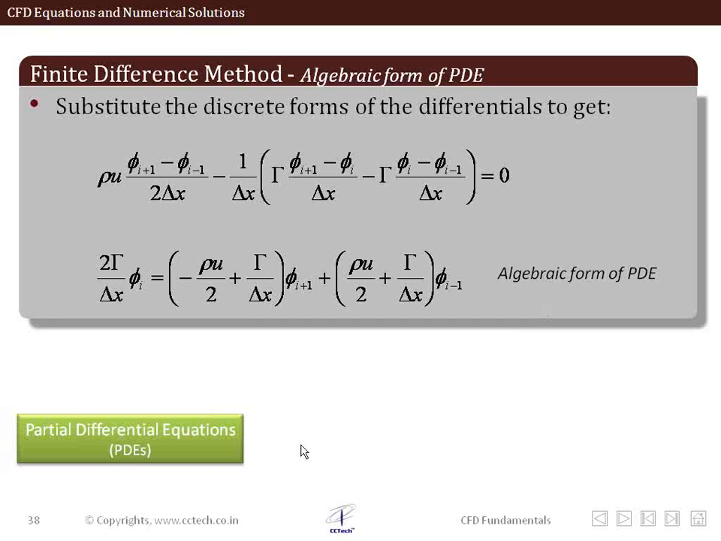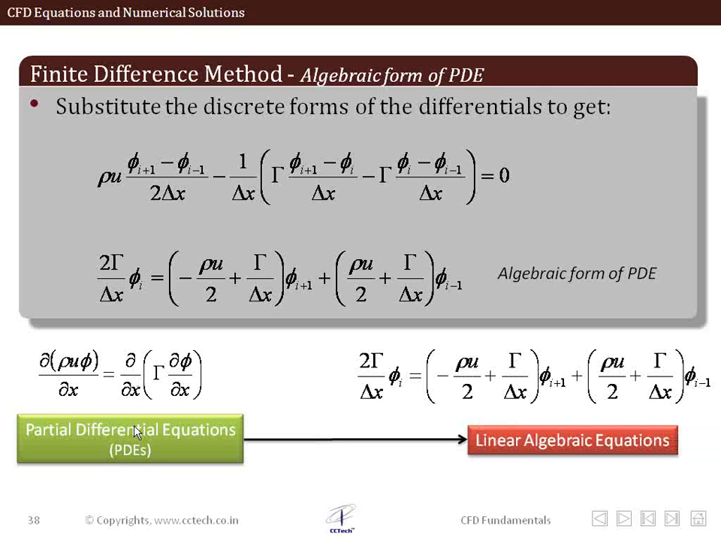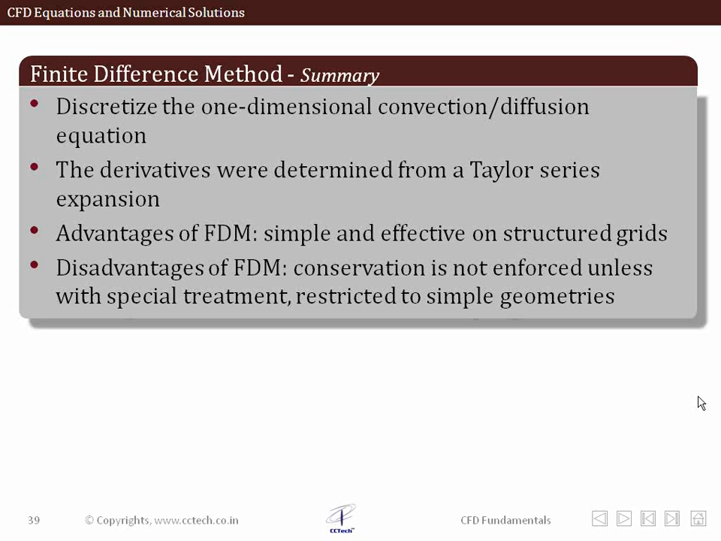So what we have managed to do is, from a partial differential equation which is of this form, the conservation form, conservation principle, we obtain a linear algebraic equation in quantity phi at the ith point and i plus 1 and i minus 1. Now when I apply it all over the domain at all the different values of i, I obtain a set of linear algebraic equations, and when I solve them simultaneously, I obtain a solution to it. That's the basic philosophy of the finite difference method.